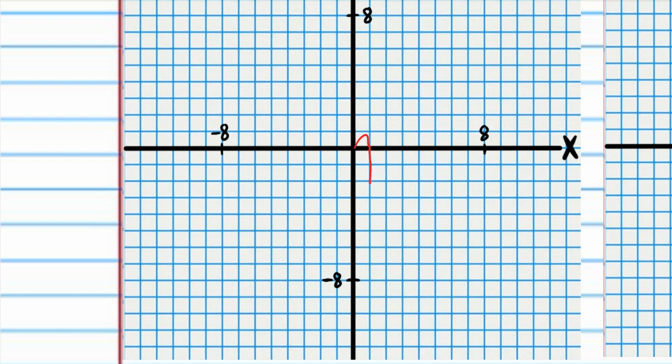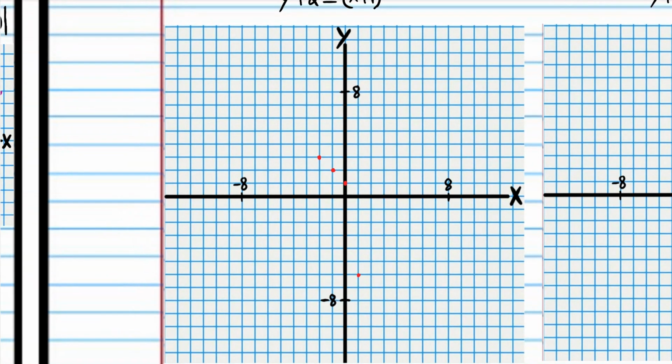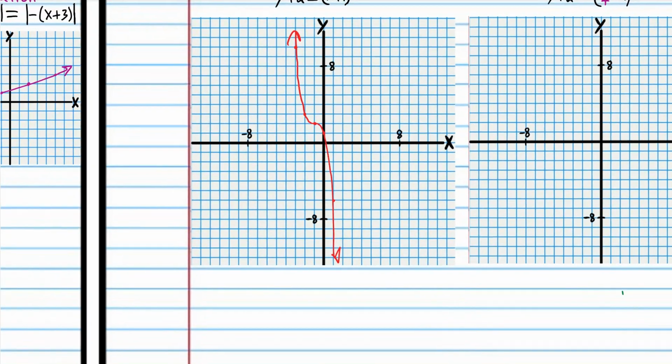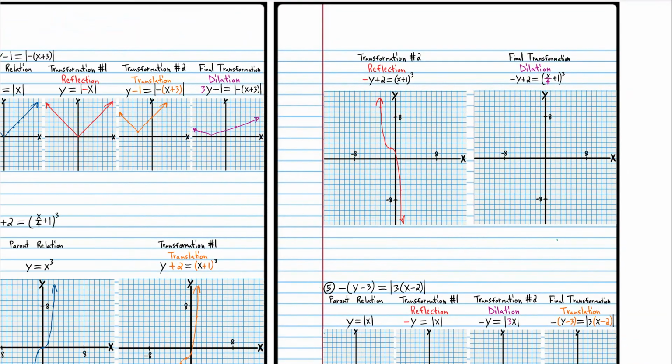So 1, 1, 2, 3, 4, 5, 6. And this point was on the other graph, so we're going to count how many units to the x-axis and go the same number of units up. And at this point you can kind of see what's going on here. And we're going to be at y equals 10, which is actually there. So now we can connect the dots. And there you go. So again, your graph doesn't have to be perfect, but it has to look like that basic shape.